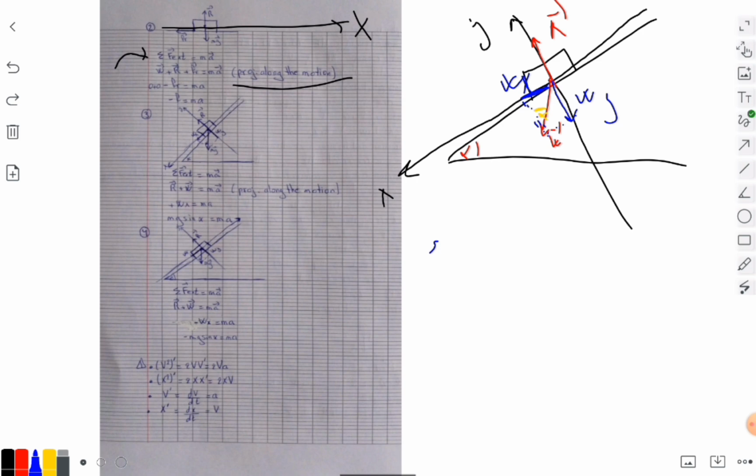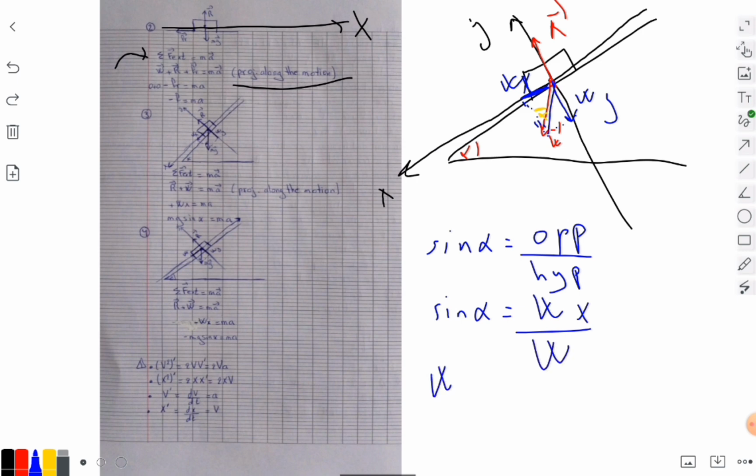So applying sine alpha equal opposite over hypotenuse: the opposite side of alpha is wx, and the hypotenuse is w. So we obtain wx equal w sine alpha, then equal mg sine alpha. Applying Newton's second law, the sum of external forces equal ma. We have reaction of support plus weight equal ma. Projection along the motion: wx is on the side of the x-axis, so plus wx equal ma. So we obtain mg sine alpha equal ma.